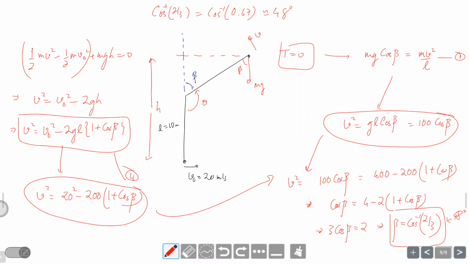So what is my theta at that position? My theta is actually about 132. And now back to this, what is the speed at the point where it loses tension? V is square root of 100 cos beta, and cos beta is 2/3.